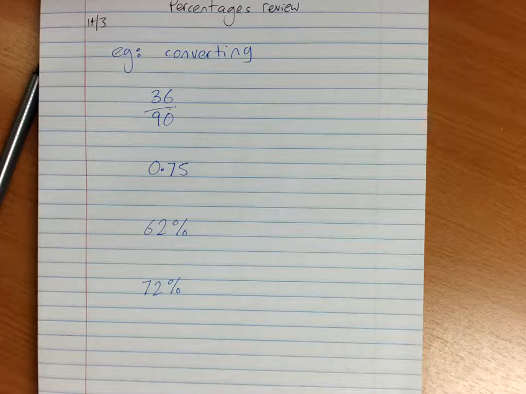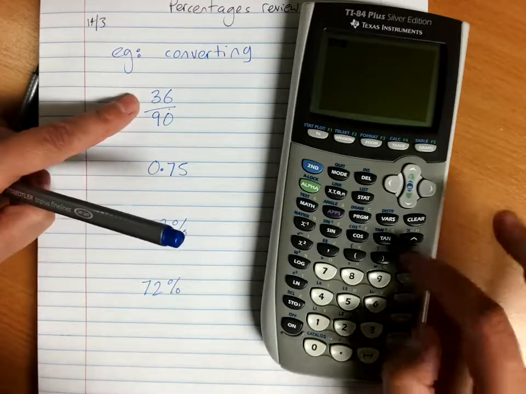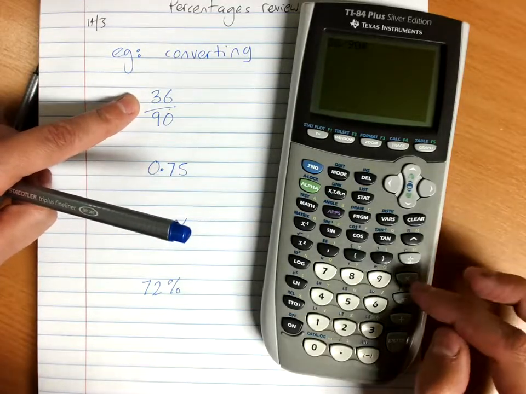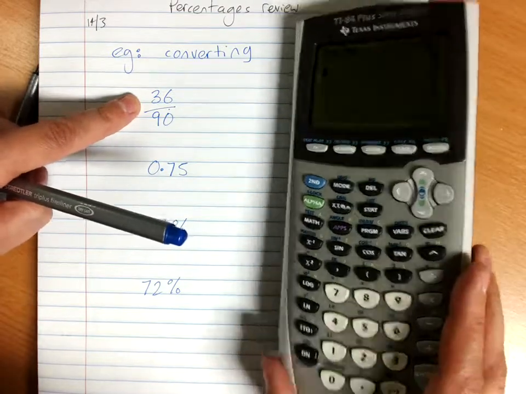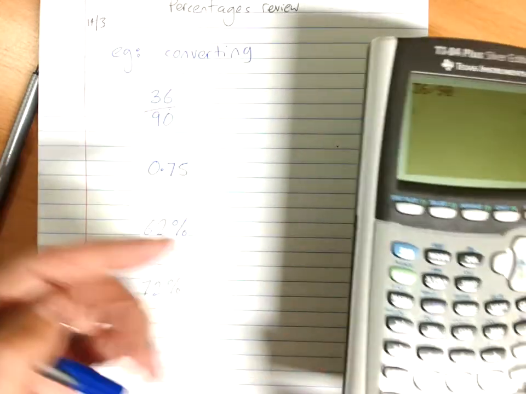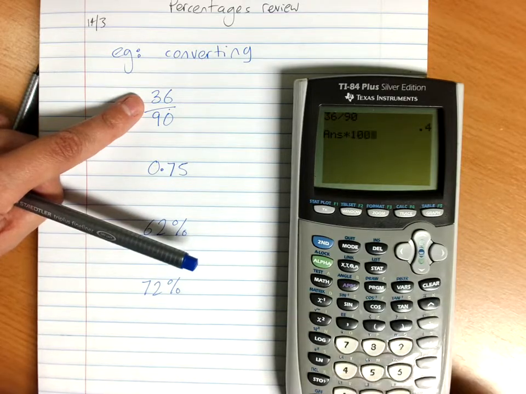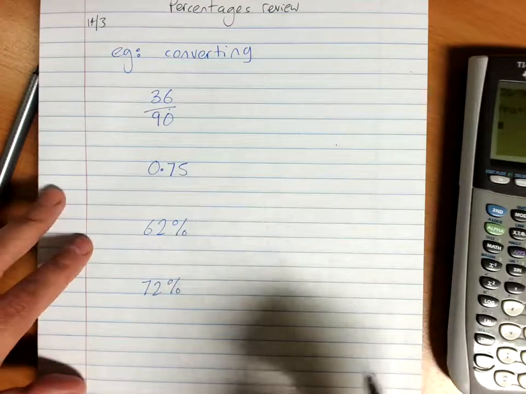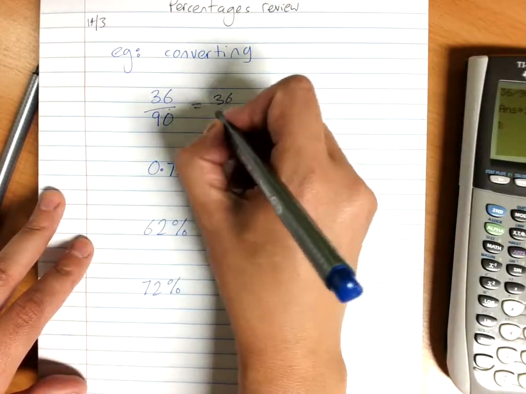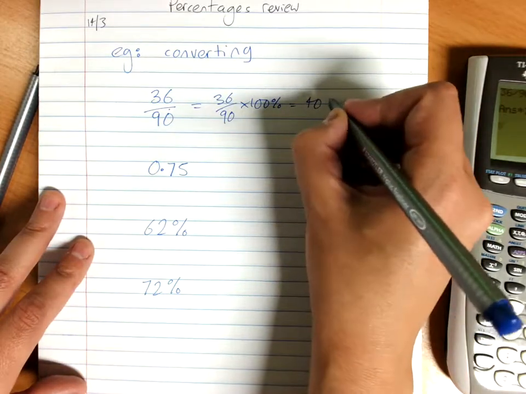Grab your calculator, because we don't need to do this by hand. So 36 divided by 90, that tells me it's 0.4. But from a decimal to a percentage, times 100 is 40%. We do our working just by saying 36 over 90 times 100% is 40%.